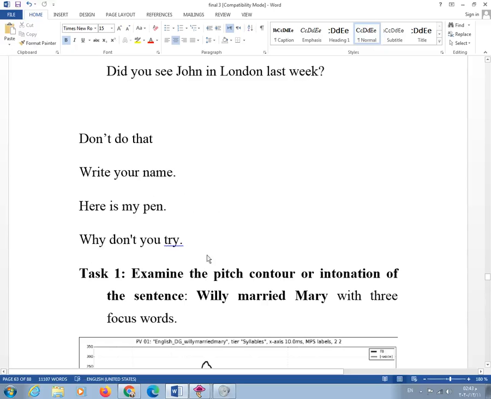Okay, 4 sentences. Each one is said in 3 ways, and we have what we call tonic syllable shift.